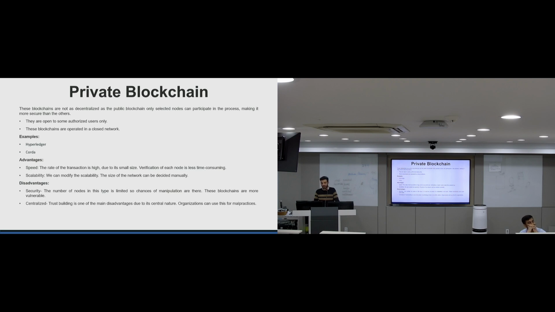Advantages: speed. The rate of transaction is high due to its small size. Verification of each node is less time consuming. Scalability: we can modify the scalability. The size of the network can be decided manually.